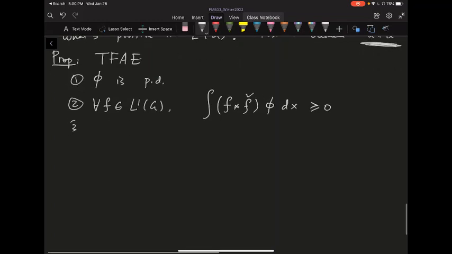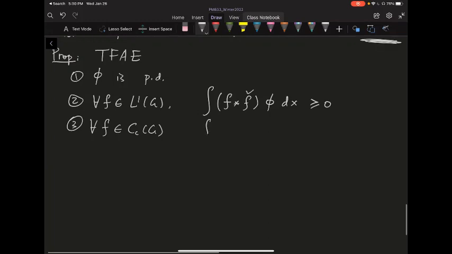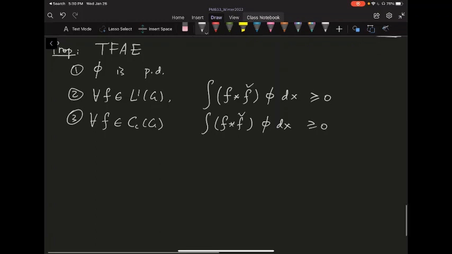All right, and in fact, I don't need the L1. I can just use the compactly supported functions. So for every f in the Cc of G, the integral of the same thing with the involution, dx, is non-negative, okay? These two are kind of trivial. Cc of G is going to be dense in the L1, and Cc of G is also contained in L1, so these two are clearly equivalent.